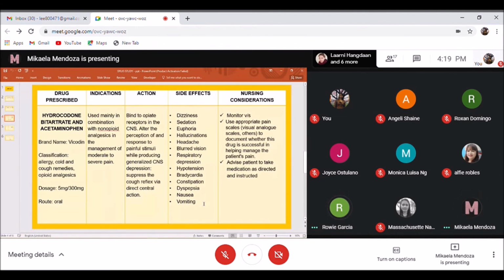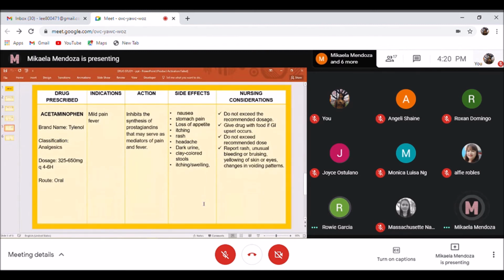CNS depression. Side effects are dizziness, sedation, euphoria, hallucination, headache, blurred vision, respiratory depression, hypotension, bradycardia, constipation, dyspepsia, nausea, and vomiting. Nursing considerations: we have to monitor vital signs, use appropriate pain scales to document whether this drug is successful in helping manage the patient's pain, and advise patient to take medication as directed and instructed.